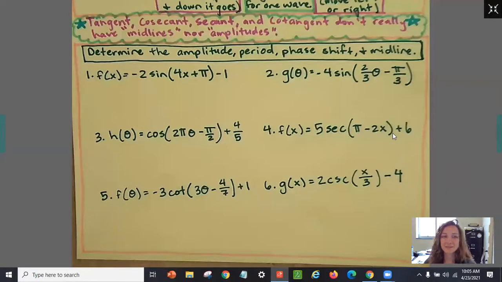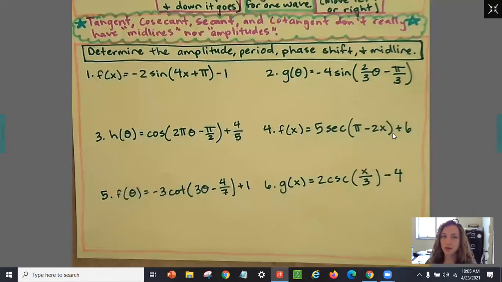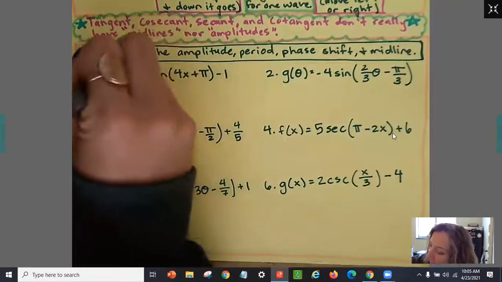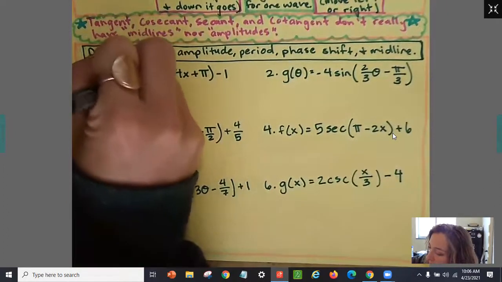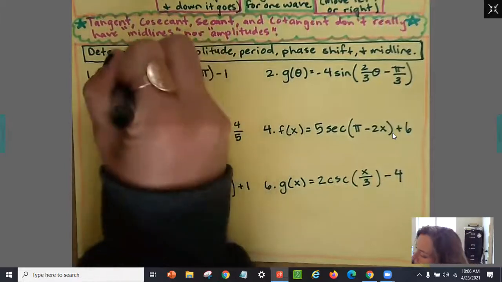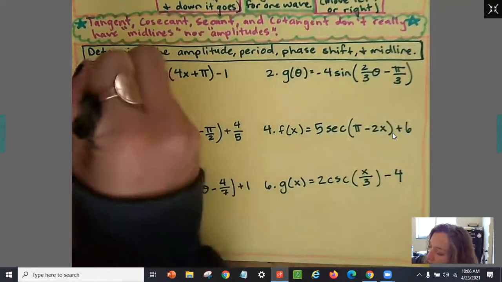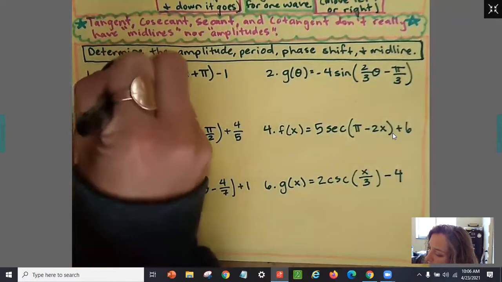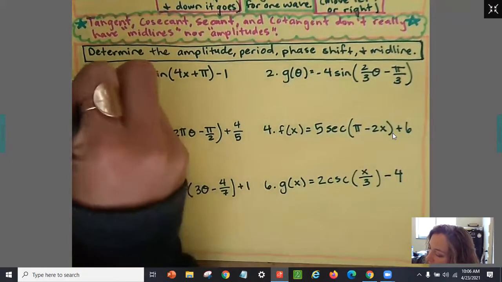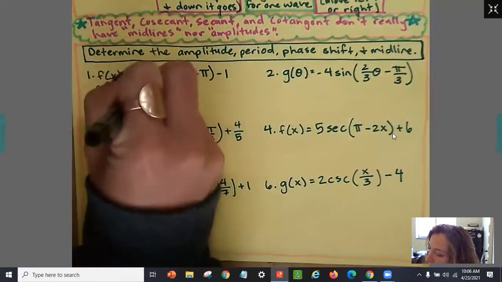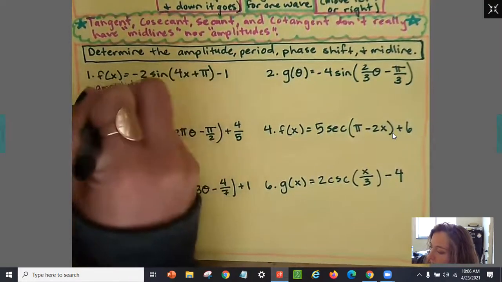Hello everyone, in this video we're going to be determining the amplitude, period, phase shift, and midline of each of these functions. So let's start with the very first one, and since this is sine, we are going to be finding the amplitude, the period, the phase shift, and the midline.